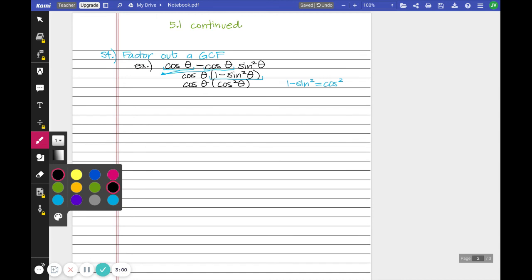And now I can just clean it up. I've got 1 cosine in the front, 2 in the parentheses, so I'm going to write cosine to the 3rd theta. So that's factoring out a GCF and looking for, hey, what do these 2 things have in common? How can I use that? How can I make it look a little bit better?